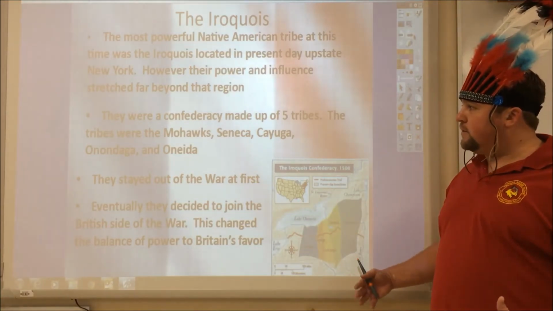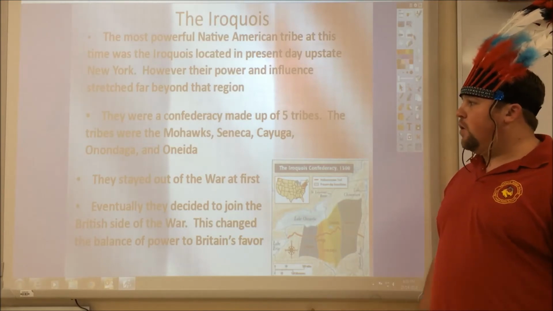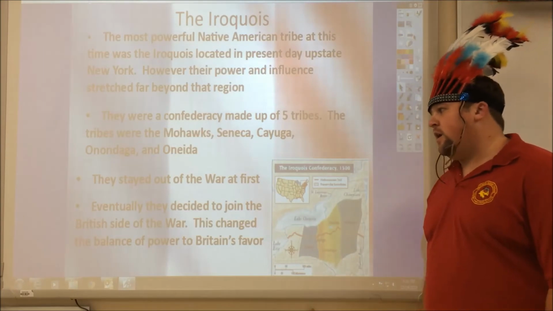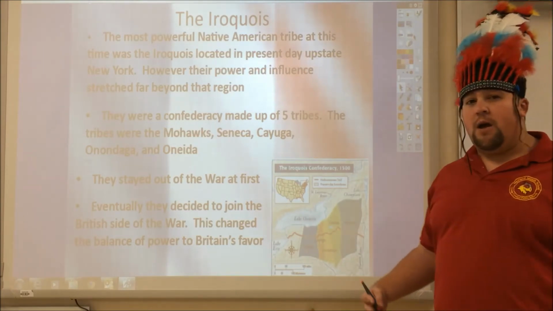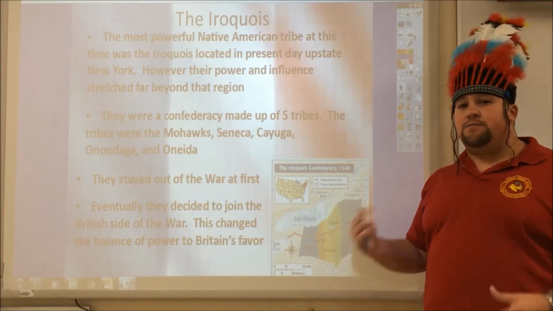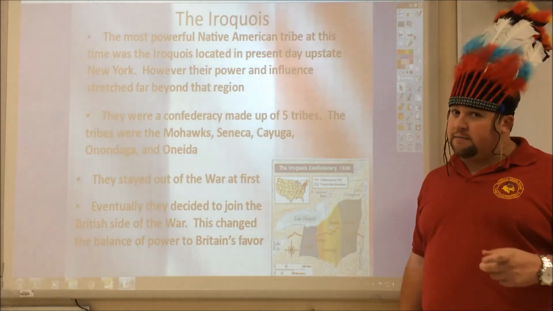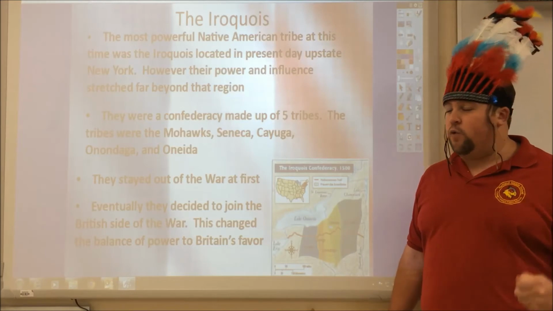So it's made up of a confederacy of five tribes. They are the Mohawk, the Seneca, the Cayuga, the Onondaga, and the Oneida Indians. They stayed out of the war at first. Both sides try to kind of smooth the Iroquois because they know that by far they're the most powerful, and whoever has them on their side, it's really going to help them win the war.